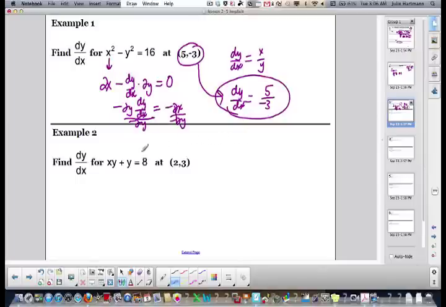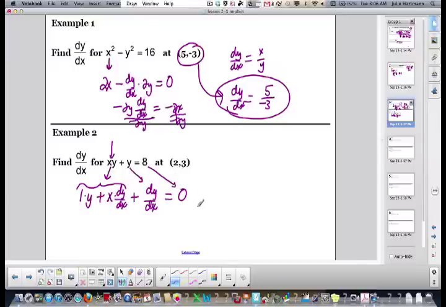Example 2. This right here is a product. So yes, we use the product rule just like we use the chain rule. Here, using the product, the derivative of the first is 1 times the second, plus the first times the derivative of y, which is dy/dx, equals the derivative of 8, which is 0. So this right here is your product rule. The derivative of y is dy/dx, the derivative of 8 is 0.